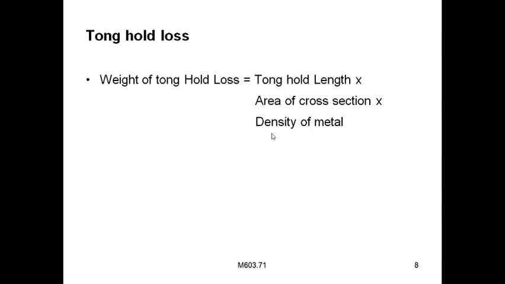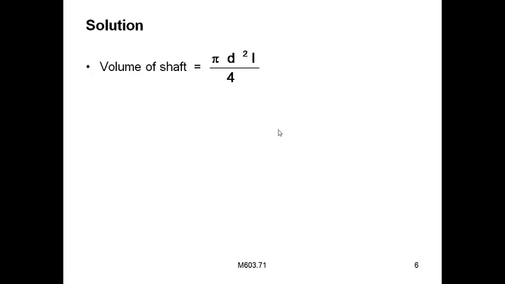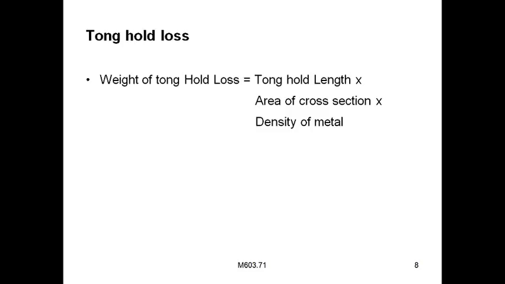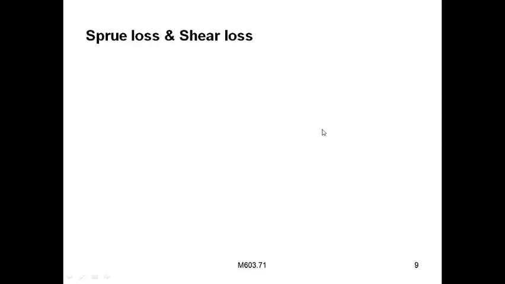Then the tongue hole loss. Tongue hole loss means a 2 centimeter or 20 mm length will be held with the help of the tongue. What is the diameter of this object here? You consider the maximum diameter, which is 20 mm. Now you see here pi by 4, 20 square into 20. That gives you the volume. You multiply with the density, and you will get the tongue hole loss.